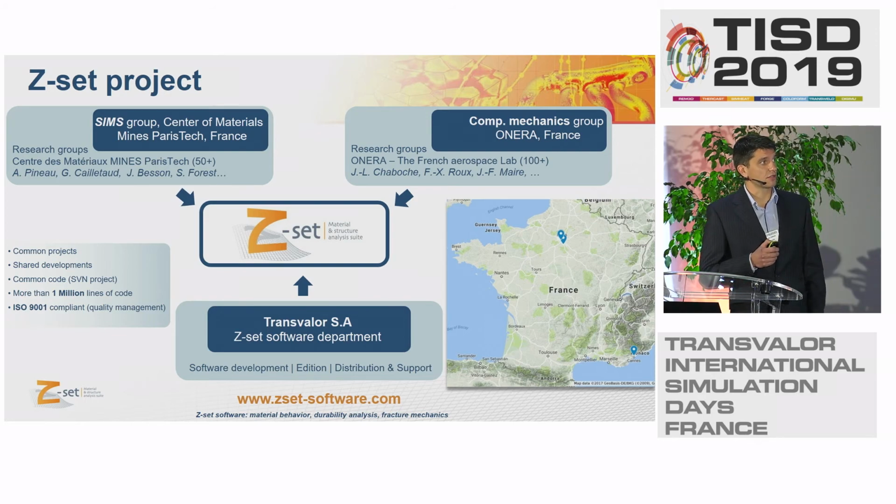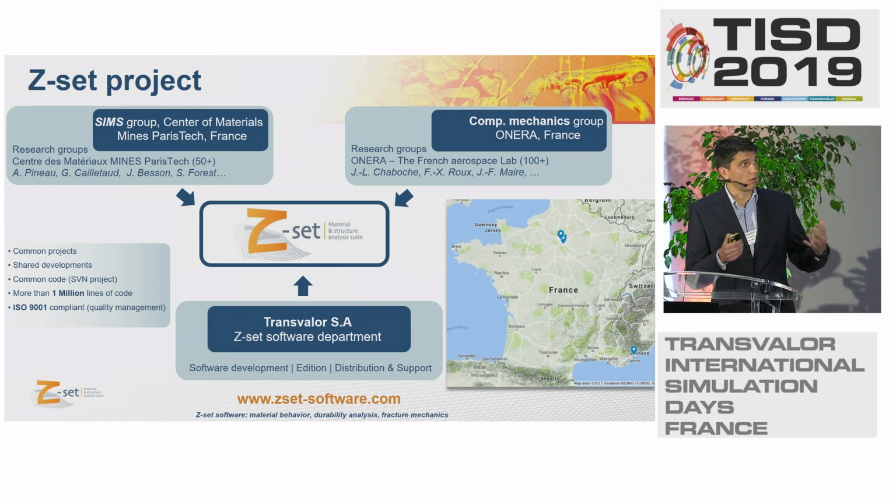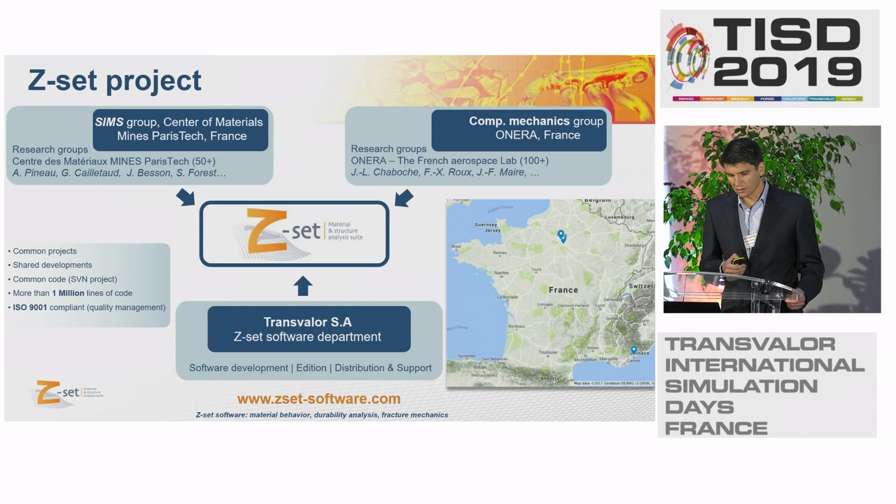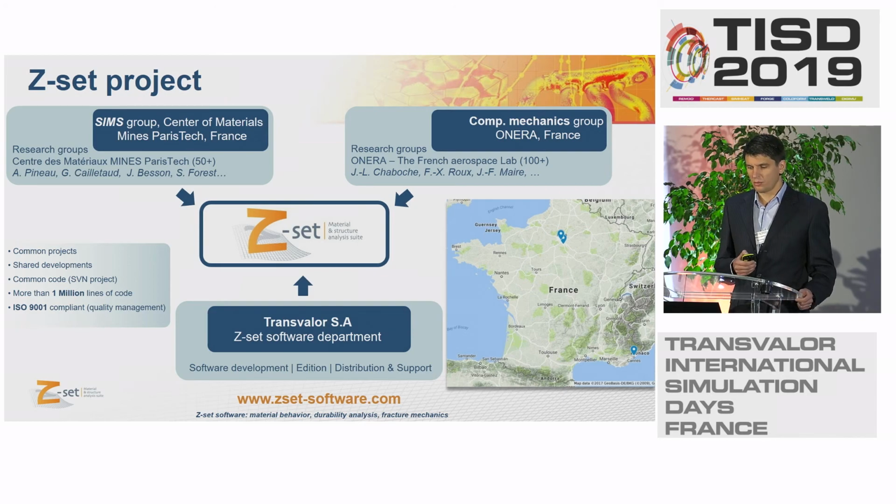So very quickly to start, I would like to tell you that Zset is a material and structure analysis suite, which is a collaborative project between several actors, very famous research institutions from Mainz, Paris and ONIRA, the French Aerospace Lab, and Transvalor. And so all of us, we share the same code, the same platform to develop our models, and we participate in common research projects. So if you want to visit us, don't go to Nice, please go to Paris. We are here. Our offices are in Paris.